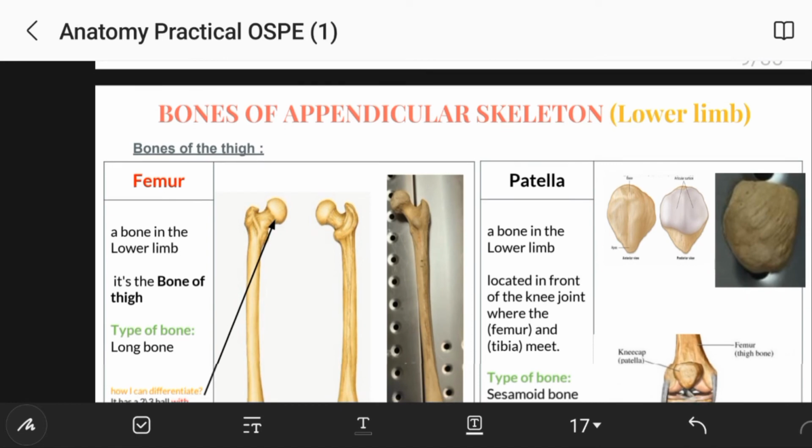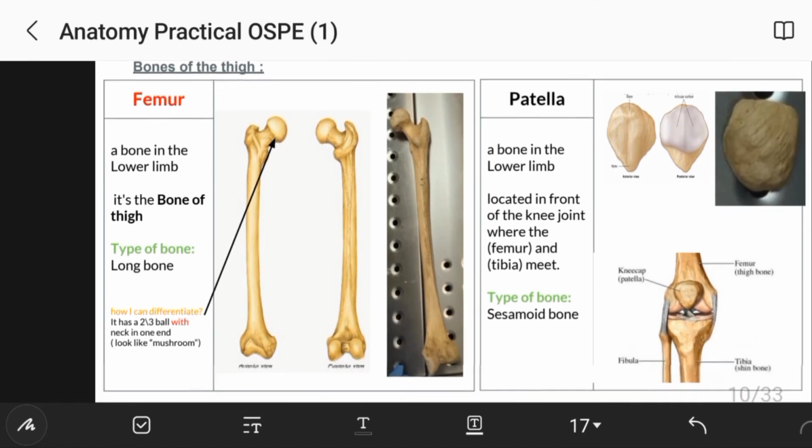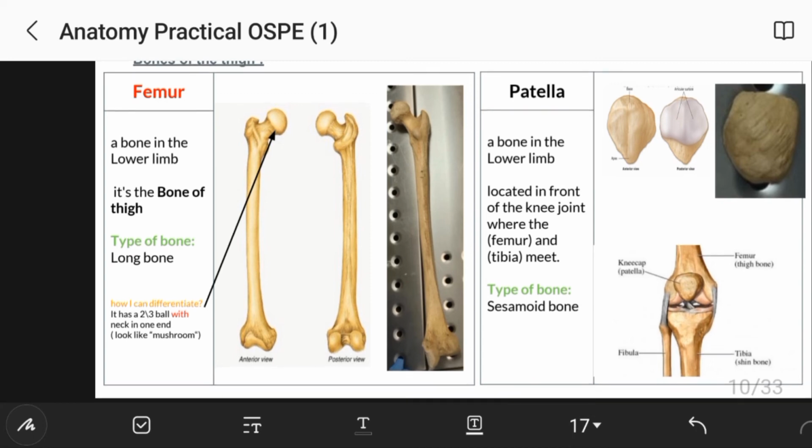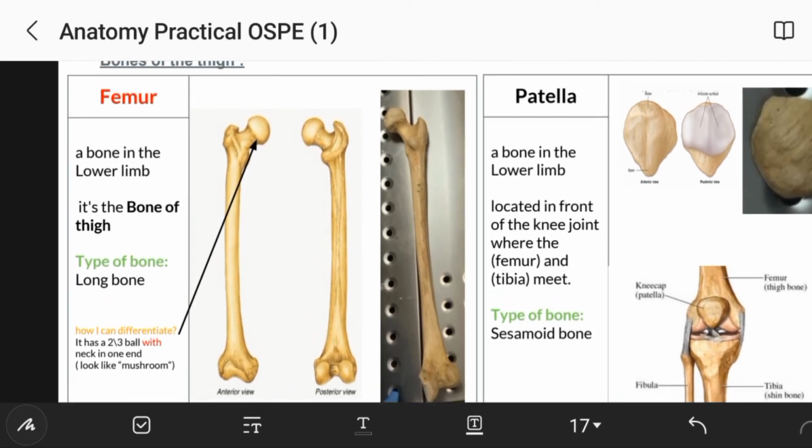Then we have the bones of the lower limb, in which we have the femur and the patella. Femur is the bone of the thigh and it is a type of the long bone. You can see here that it has an upper end, lower end and the shaft, which are the properties of a long bone. And you can also see here with the arrowhead the head with the neck. So then is the patella. Patella is also known as the kneecap, and it is a type of the sesamoid bone.